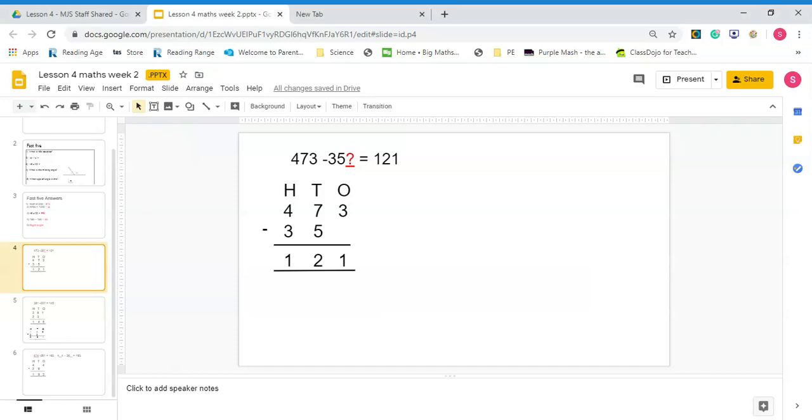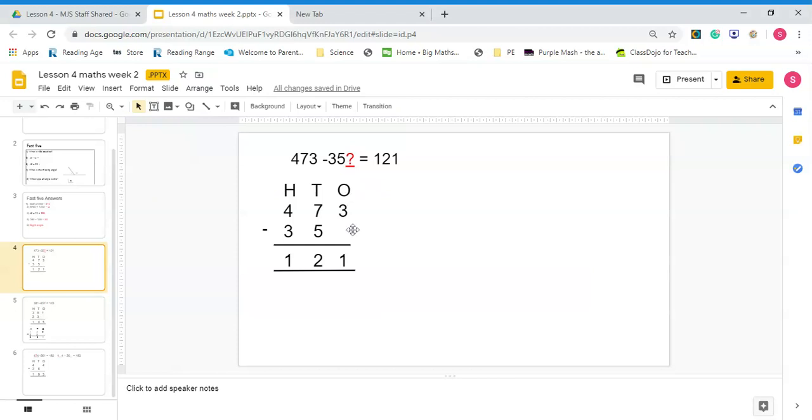Starting off with 473 take away 350 something gives us 121. So we put it into the column format so we can actually do a normal column method of subtraction. Now we've got to start off with the ones column. We've got 3 take away something gives us 1.